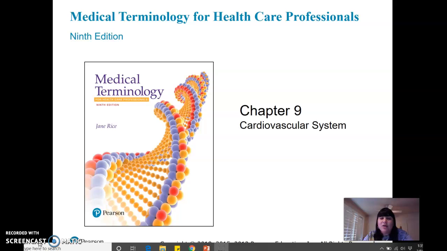All right, we are moving on with medical terminology, and specifically, we're looking at chapter 9, talking about the cardiovascular system. Cardio means heart, vascular means vessels. So we're talking about the heart and the vessels.